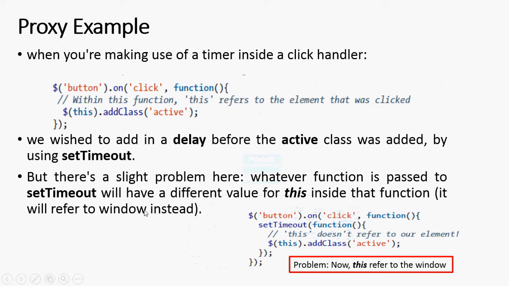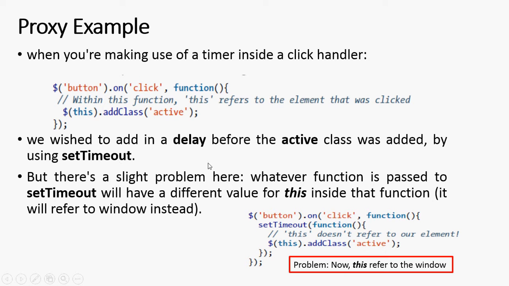Okay, here is an example of how proxy works in jQuery, and how the proxy helps us refer to the real subject we want to. Here we are making use of a timer inside a click handler. Now we can see that we want to add a class active to the button object when we click it, and the this keyword refers to the button here. And then we want to add a delay before the active class is added by using the setTimeout function.